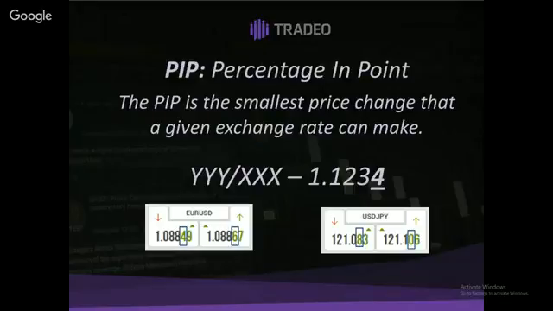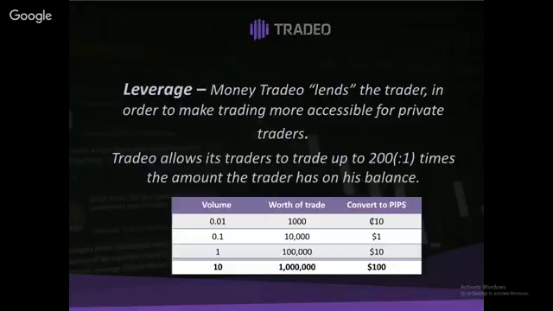Why? Because we leverage our money. Leverage is basically money Tradeo lends you in order to make trading more accessible if you have a smaller investment, or to make it more significant, so that you'll be able to trade bigger than what you have. We allow our traders to trade 200 times the amount you have in your balance. Basically, if you have $1,000 in your account, you have the possibility to trade up to $200,000. It is a very big amount, but I wouldn't recommend it, as we have the margin.